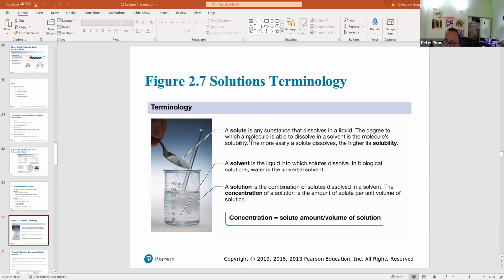So there we go. Solute, solvent, solution. The next concept is concentration. Concentration is the amount of solute in the volume of solution. Again, you will go over this in more detail in lab, if you haven't already.